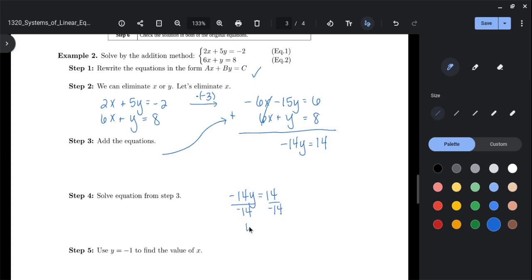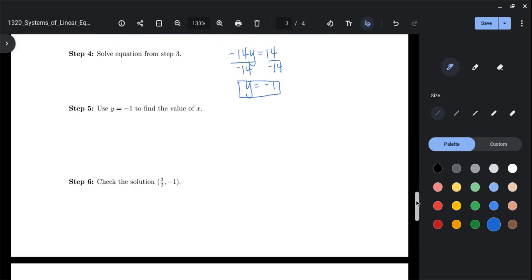And we have y equals -1. Now in step 5, we have a value for y. We need to find a value for x. So we can use either one of these equations, 2x plus 5y equals -2, or 6x plus y equals 8, to solve for x. And I'm going to go ahead and just use equation 1.